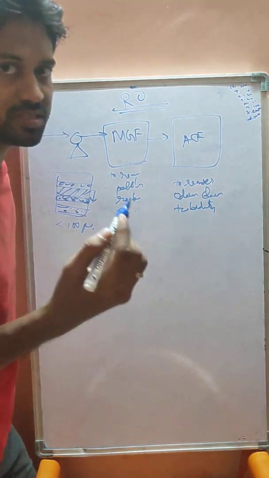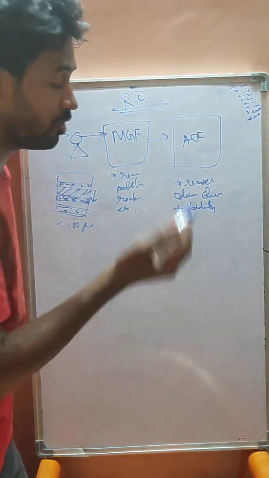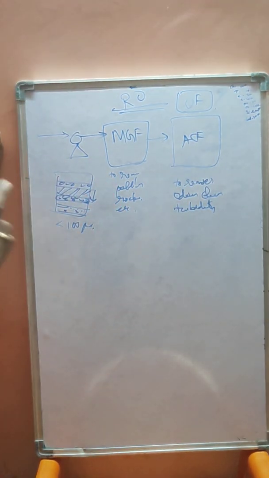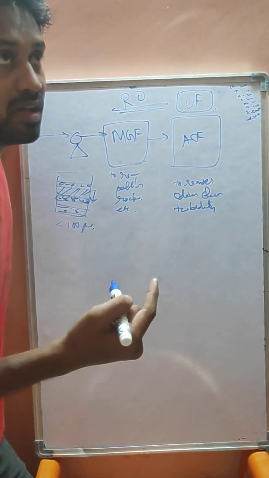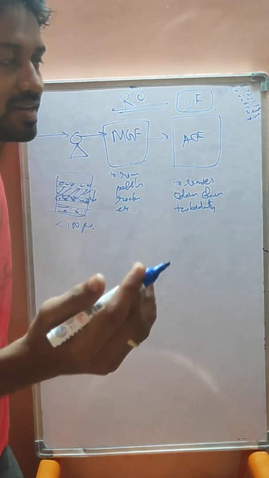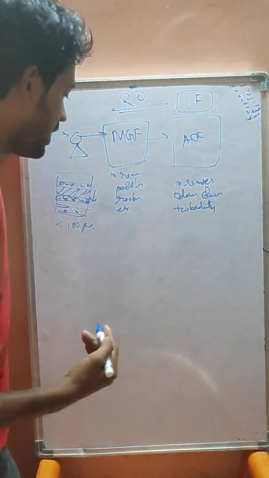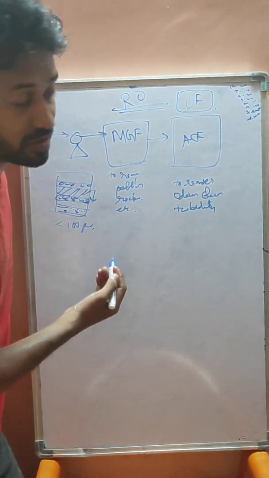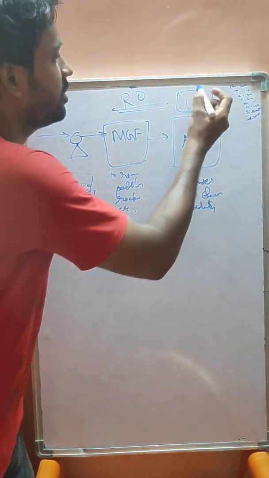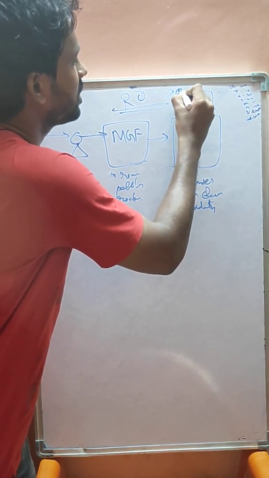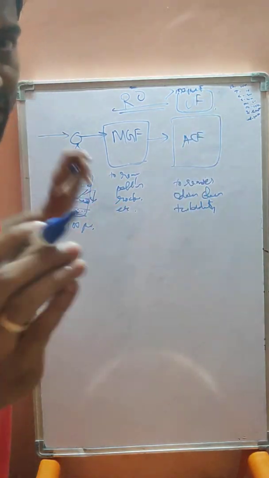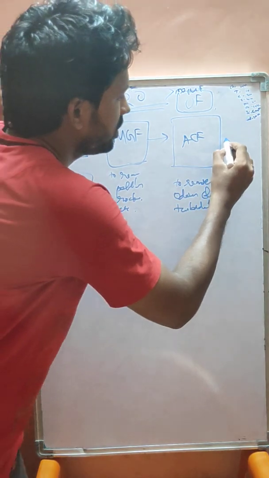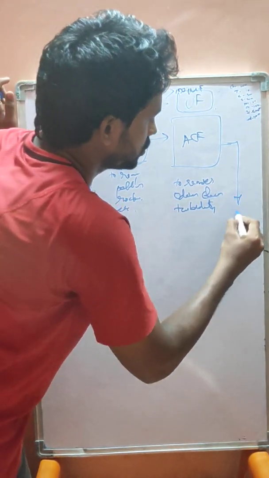In this case, a few industries don't go for an activated carbon filter, they go for an ultra filter. The ultra filter is used for filtering particles that are less than 100 micron, whereas the MGF is used for filtering particles above 100 micron. Solid particles less than 100 micron can be removed in the ultra filter. After this, the water will be taken to a storage tank.